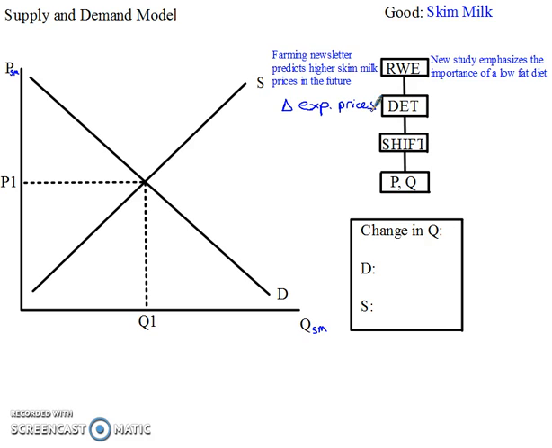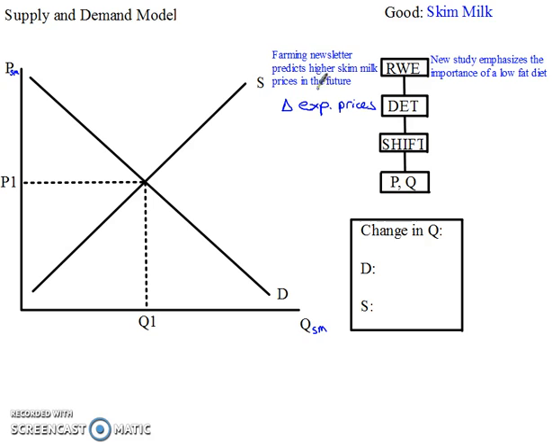Now, if I'm a farmer and I read this newsletter and say, oh, prices of skim milk are going to go up in the future, what do I want to do? I want to sell less skim milk today. The skim milk that I have, I want to put it in cold storage and save it for the future. So I want to pull that milk that I currently have off the market, store it, and then sell it in the future when the prices go up.